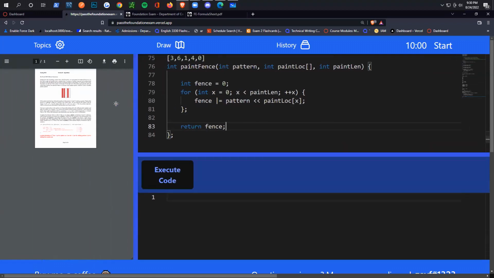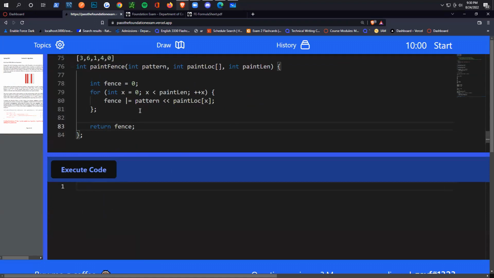Wait, can I ask a question? Yeah, go for it. Sorry, I'm a little confused on the fence OR equals pattern shift left paint. Like, what is happening at that line of code? Because it kind of confused me a little bit where everything's going.